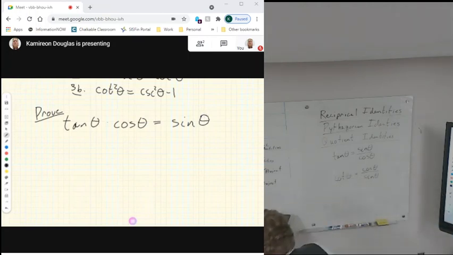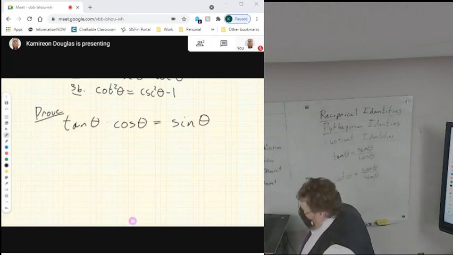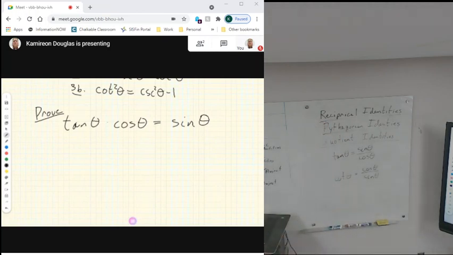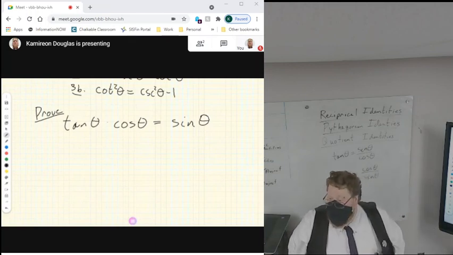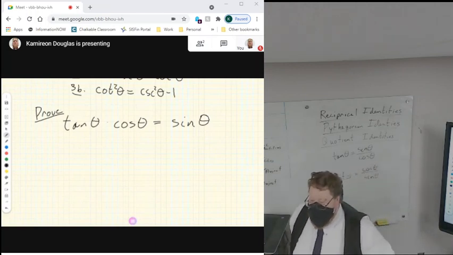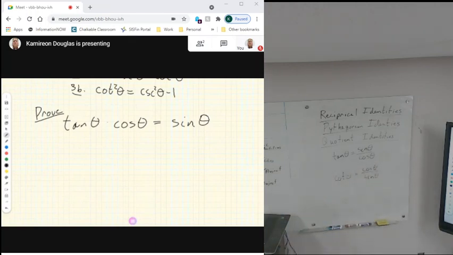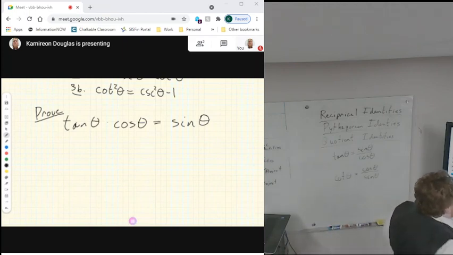You may use any of these three lists of identities: the reciprocal identities, the quotient identities, and the Pythagorean identities. You may use any of the three, as well as any and all algebraic steps that you feel are necessary. Now, for this one, take a close look. I'm going to follow the four steps on the wall over there and talk about why each step exists and how to use it on this kind of problem.